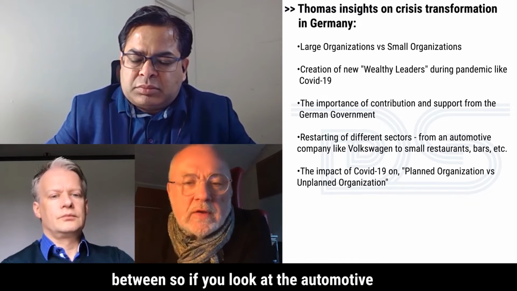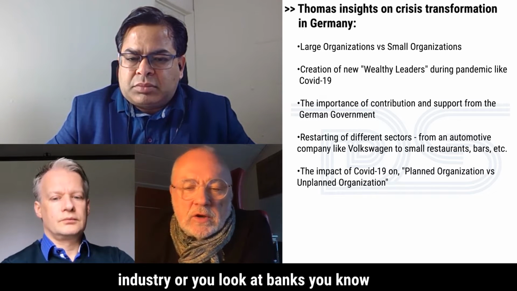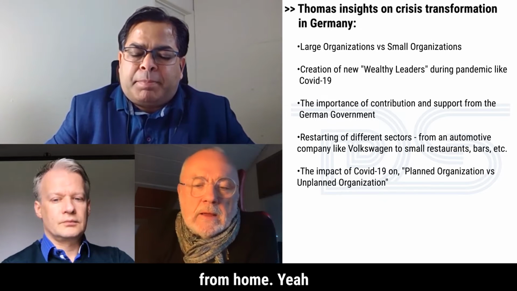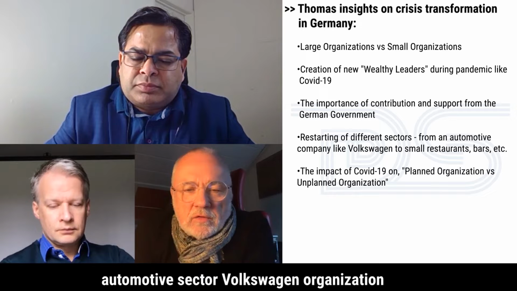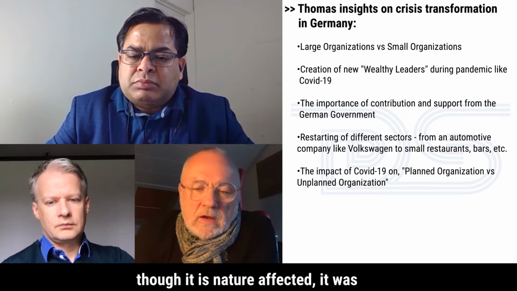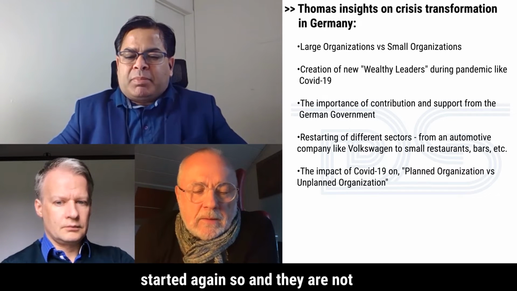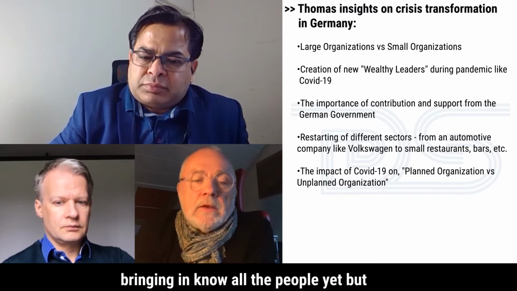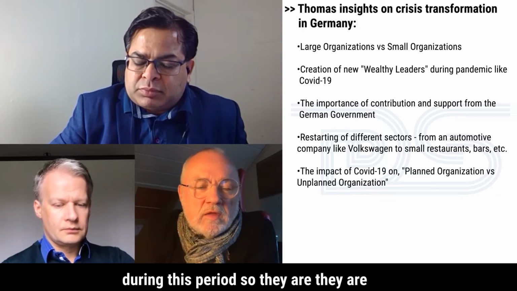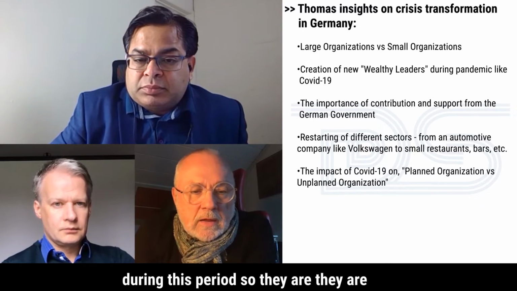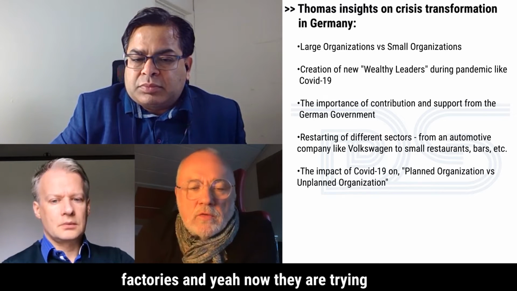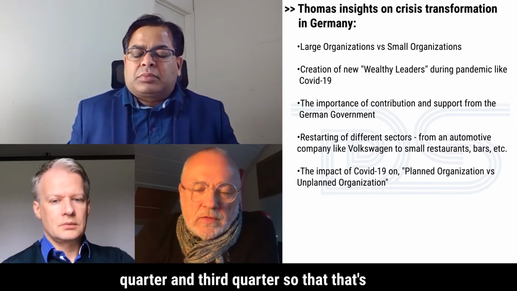If you look at the automotive industry, or at banks, they are not doing too badly. A bank can function if people are working from home. Automotive factories, like the Volkswagen organization, have started the major factory in Wolfsburg again. They're not bringing in all the people yet, but the people who are not working, by the way, they didn't fire anybody during these weeks. That's good. So they are waiting it out, and they are restarting factories, and they are trying to get into sales again in the second and third quarter.